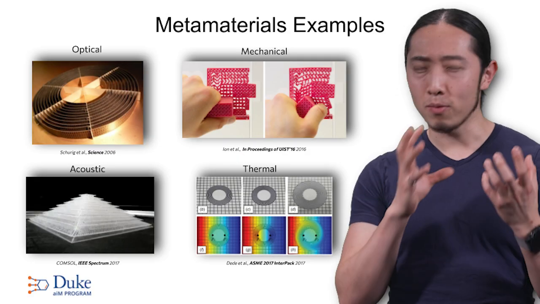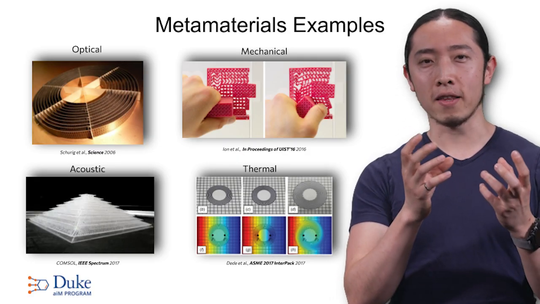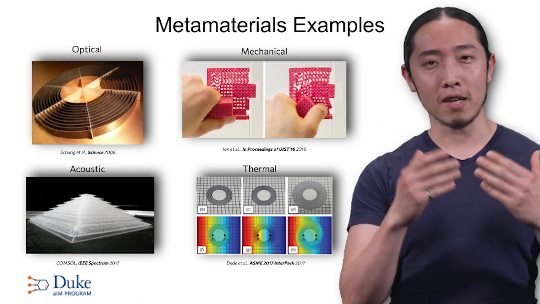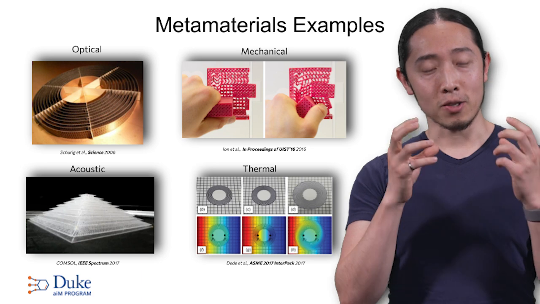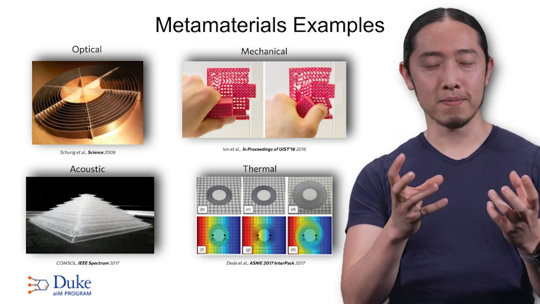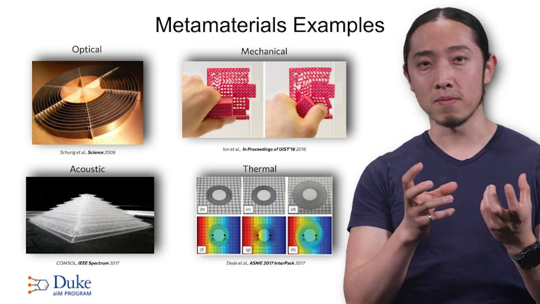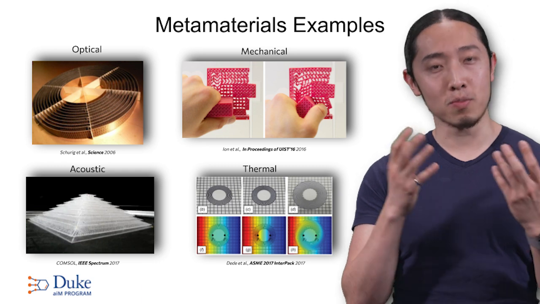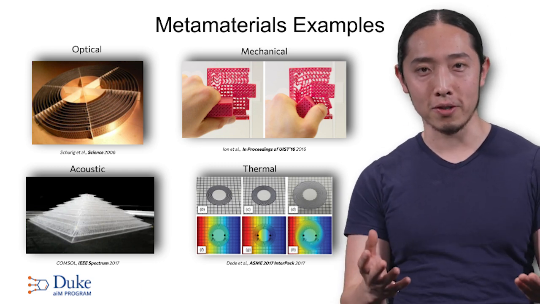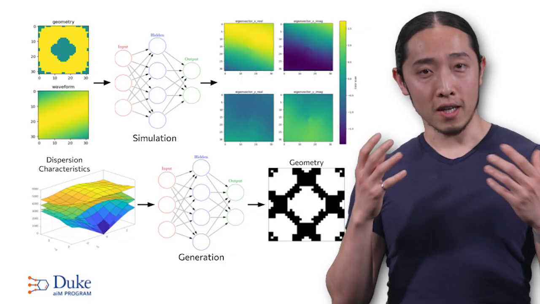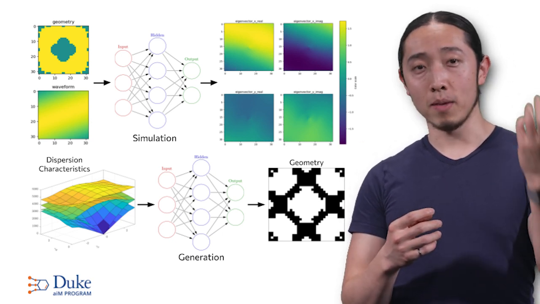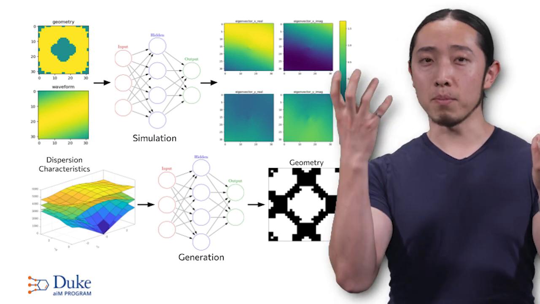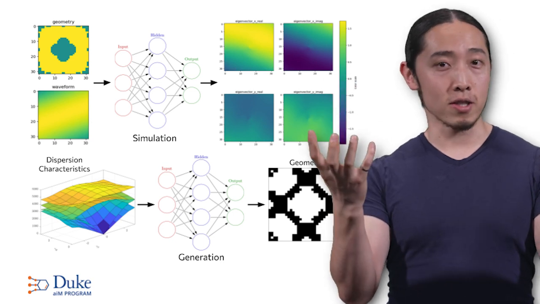And usually with these geometries, you're designing something that by waves reflecting and refracting off of those internal surfaces of the geometry, you get a useful wave manipulation out of it. And that useful wave manipulation is characterized by what we call the dispersion characteristics of that metamaterial. So in our research, we generate data sets by randomly generating metamaterial geometries and then computing their dispersion characteristics.